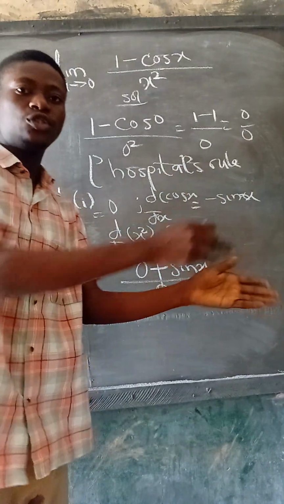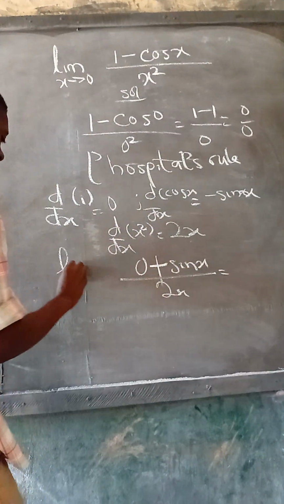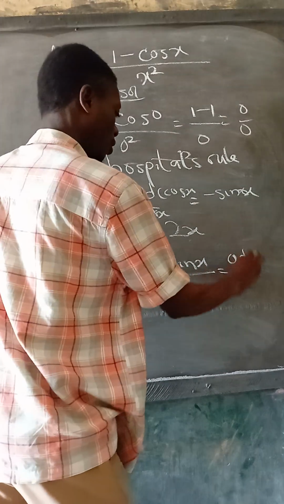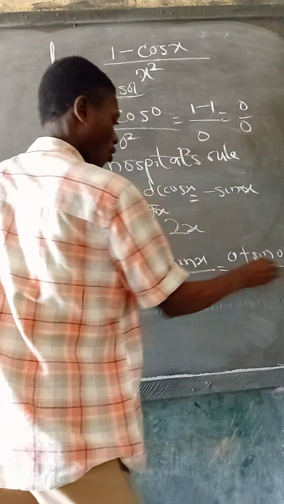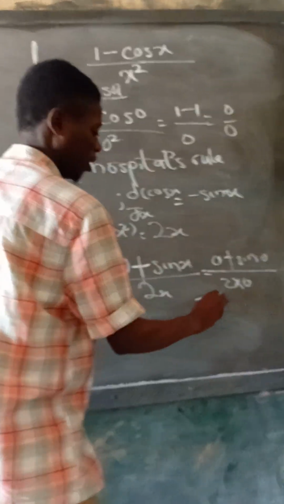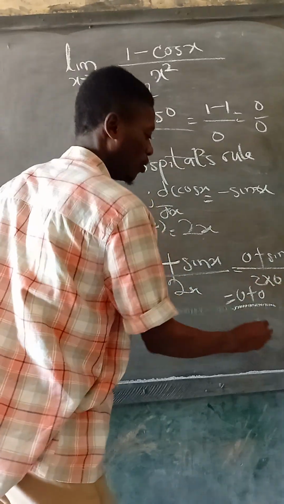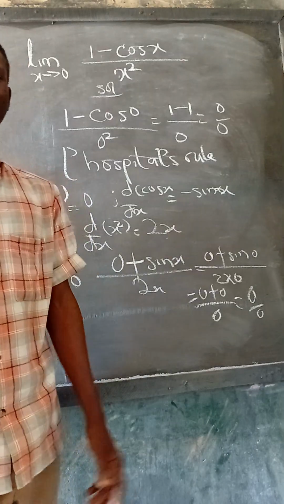So what do we do next? Now let's input our 0 whenever we see x. So we have limit as x goes to 0. So we have 0 plus sine x over 2x, which becomes 0 over 2 times 0. So 0 plus sine 0 is 0. So we have 0 over 2 times 0, that is 0 over 0. Still we are getting 0 over 0. So what do we do again?